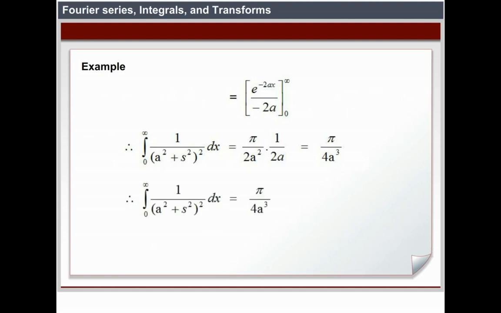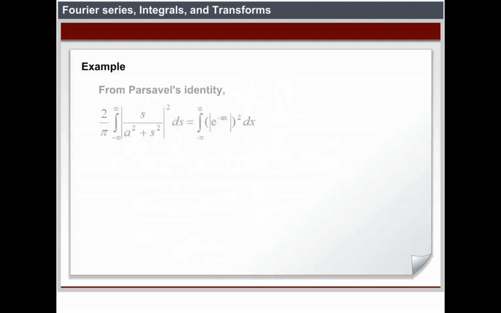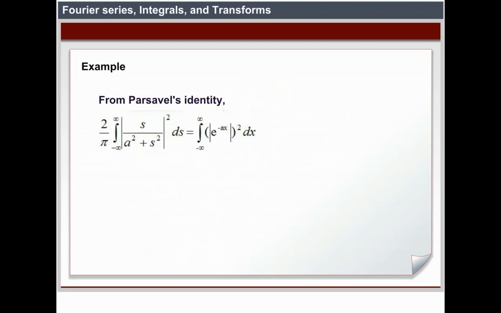Therefore, integral 0 to infinity 1 by a square plus x square whole square into dx equal to pi divided by 4a cube. Also, capital Fs of f of x equal to s divided by a square plus s square. From Parseval's identity, 2 by pi integral minus infinity to plus infinity modulus of s divided by a square plus s square whole square into ds equal to integral minus infinity to plus infinity modulus of e power minus ax whole square into dx.